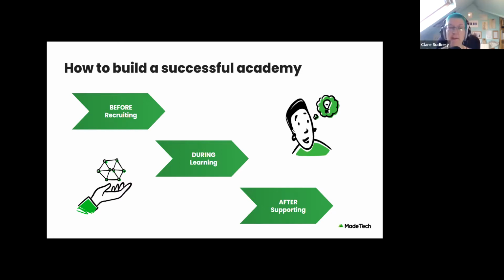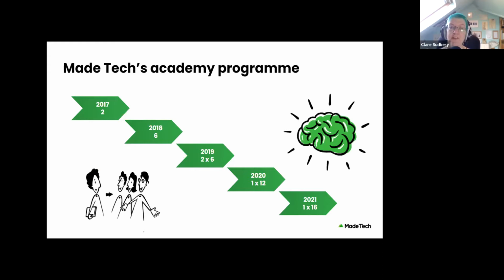Okay, so I'm going to leap straight in. Hopefully you can see my first slide. This is just telling you what I'm going to be talking about. I'm going to split the talk into three parts. I'm going to talk about what we do before we run an academy, what happens during each of our academies, and what happens afterwards.